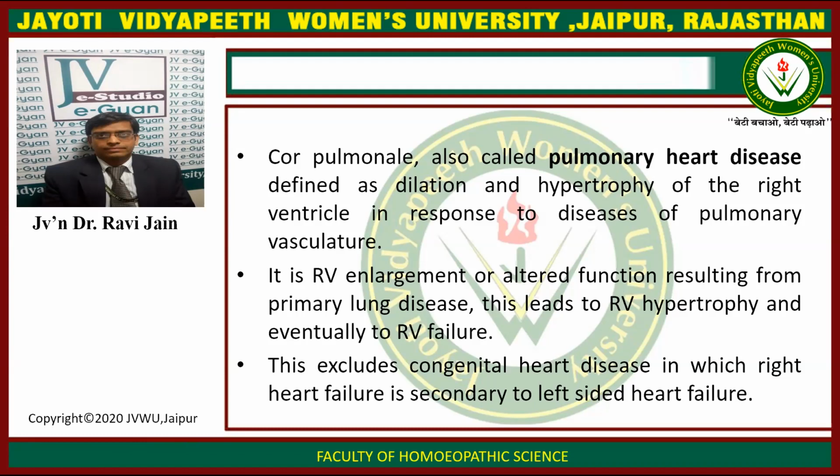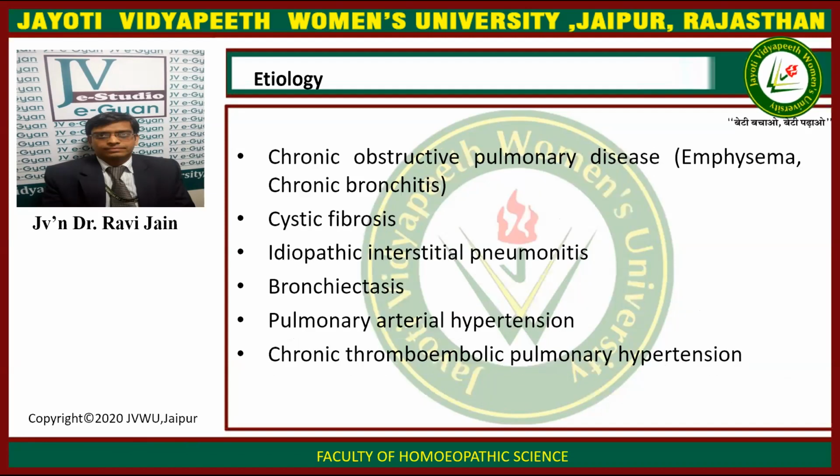It is a right ventricular enlargement or the altered function that is resulting from primary lung disease. It results in right ventricular hypertrophy and eventually right ventricular failure. This excludes congenital heart diseases. Congenital heart diseases are excluded in Cor Pulmonale, in which the right heart failure is secondary to the left-sided heart failure. All right. So what is the etiology?